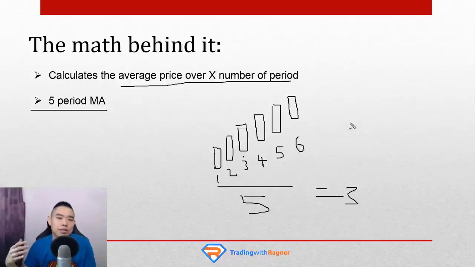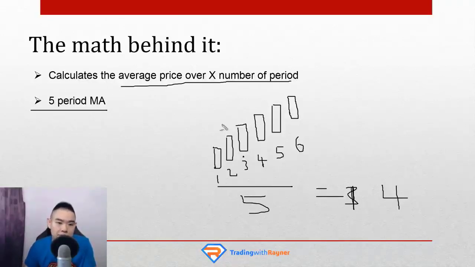Now, what is the new 5-period moving average value? You will now take the most recent prices over the last 5 candles. So you take 2 plus 3 plus 4 plus 5 plus 6. You divide by 5 and you get the value of 4. Now you might be wondering, hey Rina, what about this first candle number 1? Well, we'll ignore it because we are calculating the 5-period moving average. We are just looking at the 5 most recent candles.